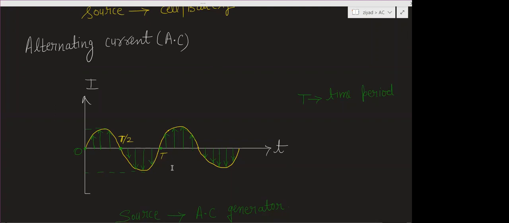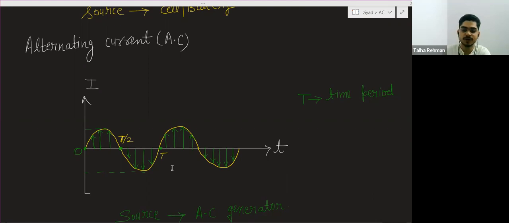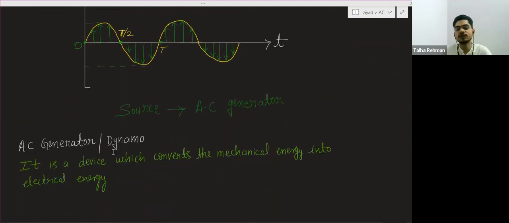What is the source of the alternating current? AC generator. So the next topic is the AC generator, or AC dynamo. What is the AC generator? AC generator converts the mechanical energy into the electrical energy. When we discuss the working of the AC generator, then you will know how the mechanical energy is converted into the electrical energy.